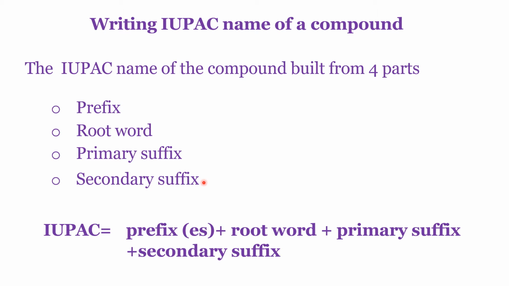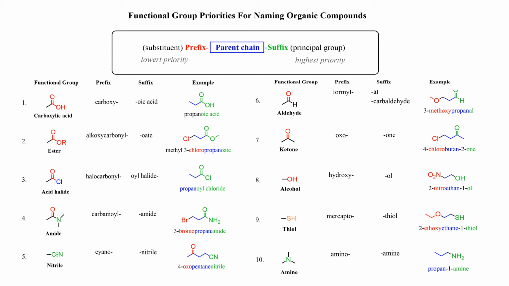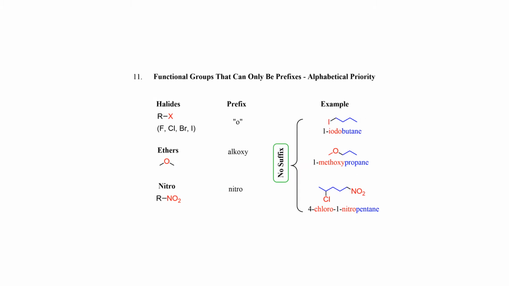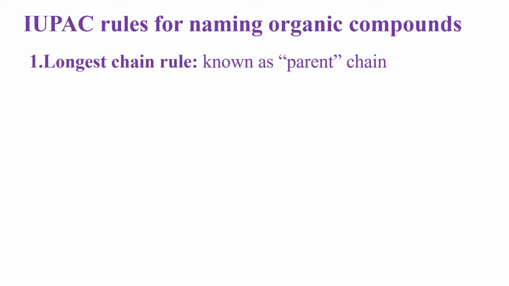So totally an IUPAC name looks like this, with a combination of prefix or prefixes, a root word, primary suffix and a secondary suffix. Now let us see the priority functional group list, and here I have shown the functional groups in the priority order along with their prefixes and suffixes. Now let us see a few rules one by one.